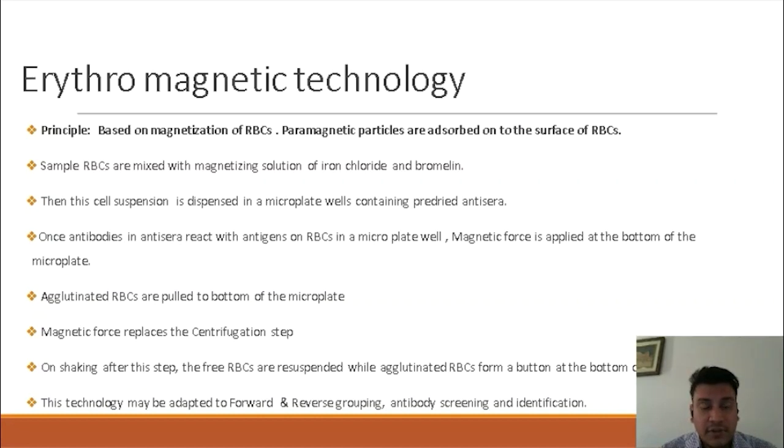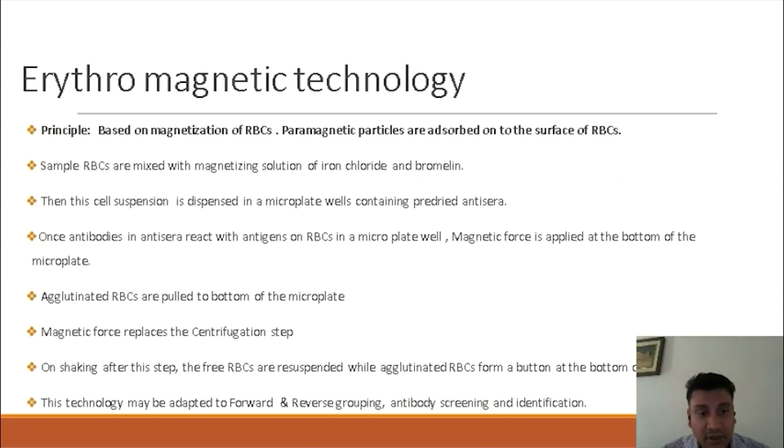The last technology which we will be discussing is erythromagnetic technology, which is based on the principle of magnetization of RBCs using paramagnetic particles that are adsorbed onto the surface of RBCs. In this, the sample RBCs are mixed with a magnetizing solution of iron chloride and bromelain. Bromelain is an enzyme which will further enhance the reactivity of the RBC antigen towards the antiserum. This cell suspension is then dispensed in a microplate well which is already coated with pre-dried antiserum.